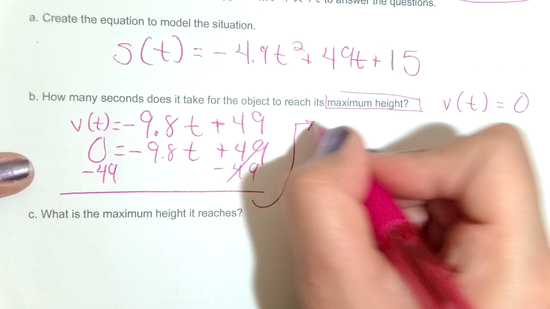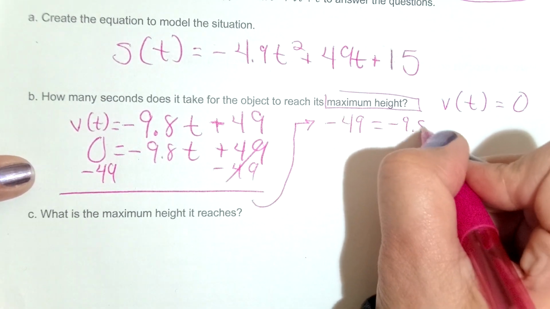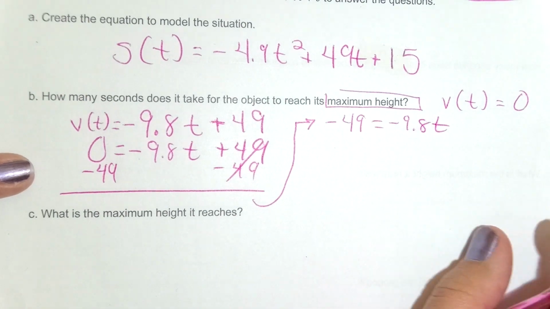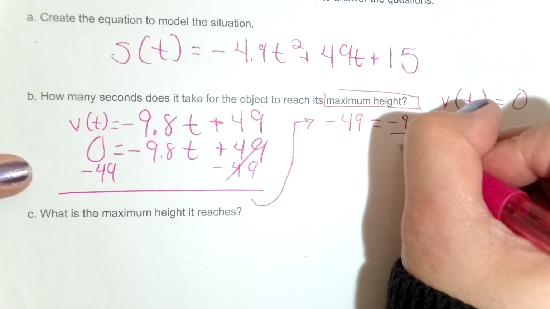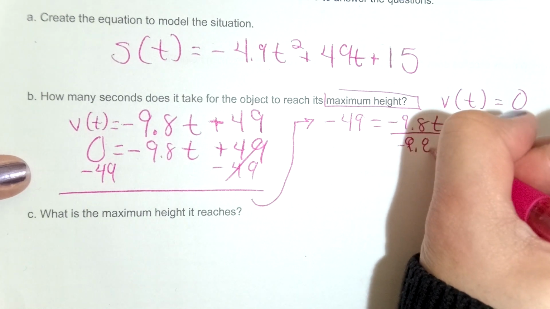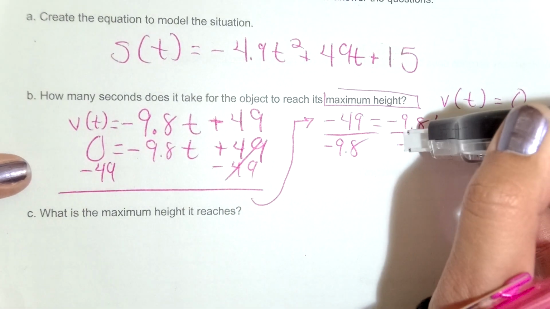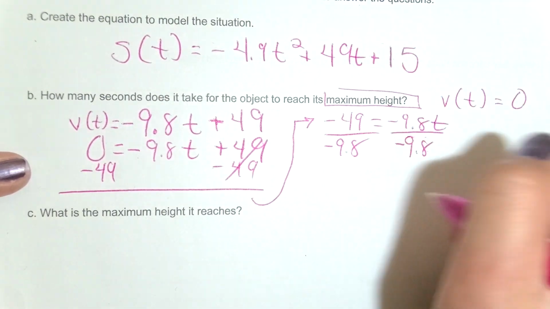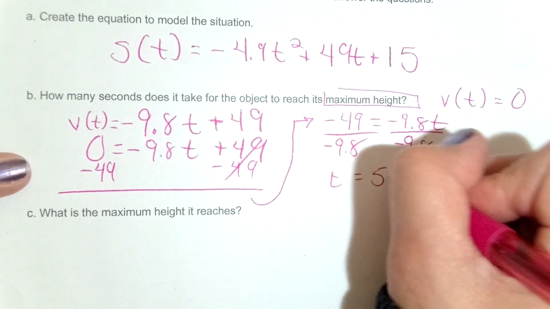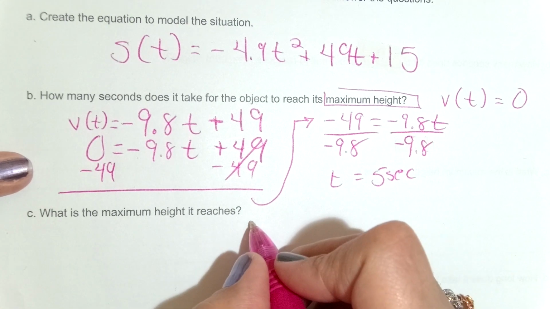I don't have room, so I'm going to do it up here. So I get negative 49 is equal to negative 9.8t. How do I solve this? Divide by negative 9.8. This is just algebra. T is equal to 5 seconds, but don't forget that you need to write a little sentence.